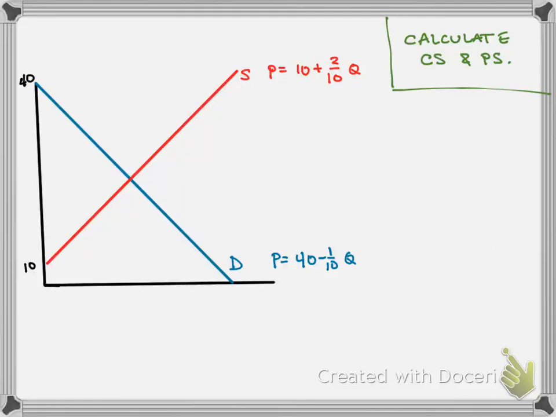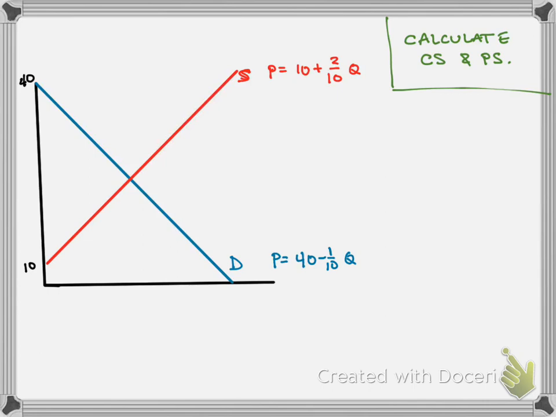So the question we want to ask is, how do you calculate consumer and producer surplus with a traditional supply and demand curve? So let's go ahead and look at that. Here our blue is representing our demand curve, which is represented by this equation, P equals 40 minus 1/10 Q. And our supply is represented by this equation, P equals 10 plus 2/10 Q.